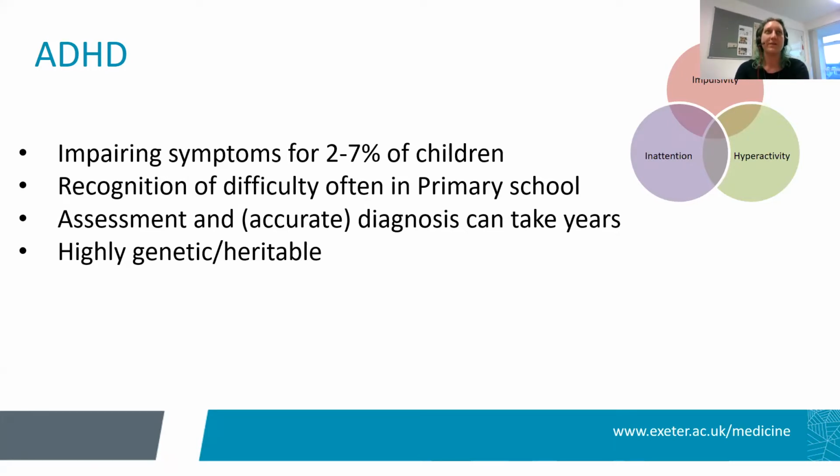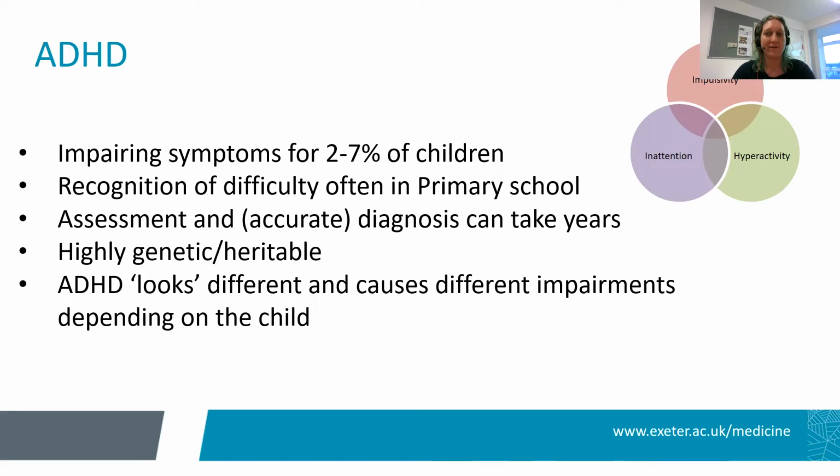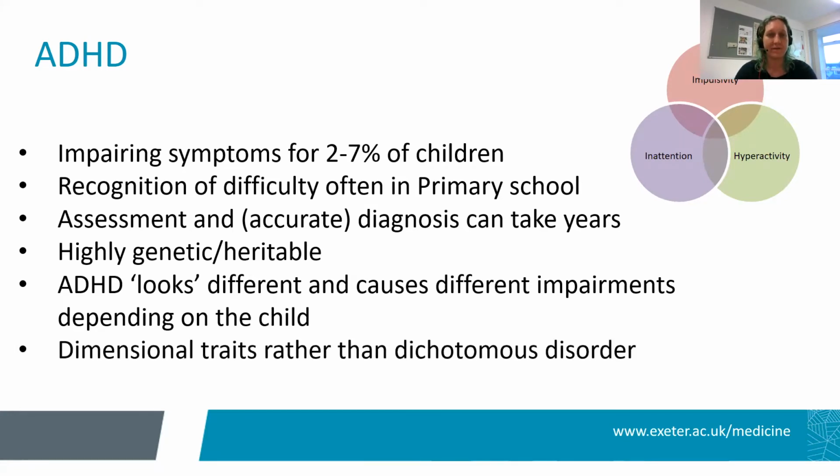So I like to think of the symptoms of ADHD as a really unlucky combination of personality traits. We know that personality traits are really complicated things, right? Everyone's got some level of inattention. Everyone's able to concentrate a certain amount, and some people are naturally better at that than others. When you meet criteria for ADHD, you've just got the unlucky end, where it's actually causing you problems in day-to-day life. So it looks different and causes different impairments depending on the child. And as I just said, it's traits rather than a dichotomous yes or no, you have this disorder.